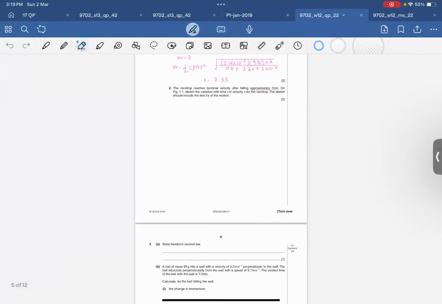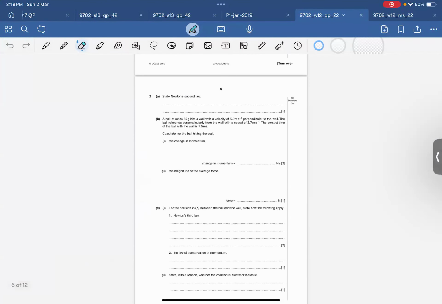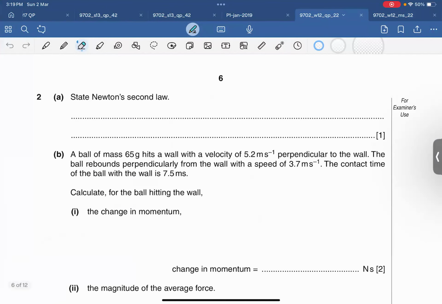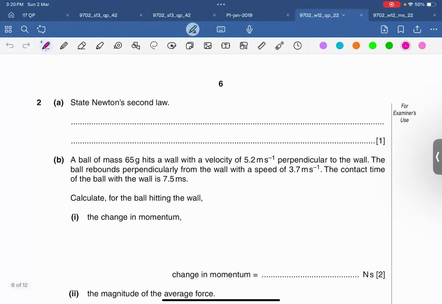Okay, done. Let's move on to the second question. Nabil, can you please read the question? State Newton's second law. Yes, what do you say about Newton's second law? Force is directly proportional to the rate of change of momentum.